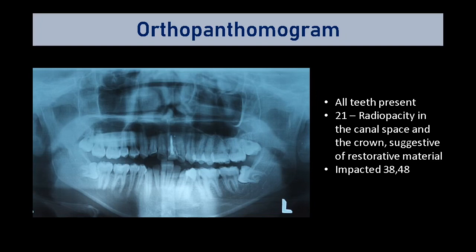First is the orthopantomogram of the patient. It shows that all teeth are present. In tooth 2-1, there is radiopacity in the canal space and the crown, suggestive of restorative material. And we could see there is impacted 3-8 and 4-8.